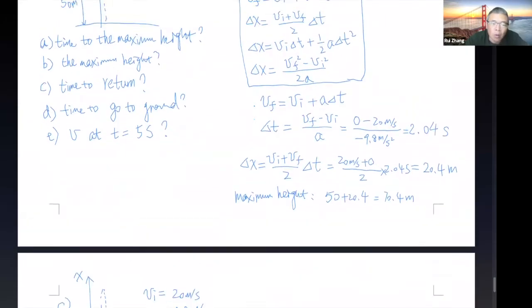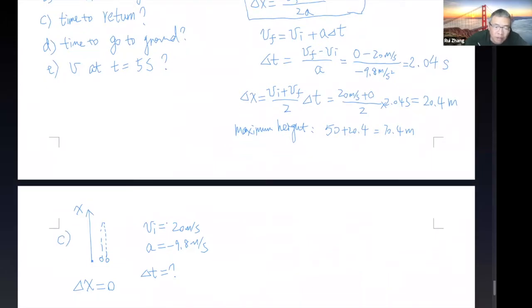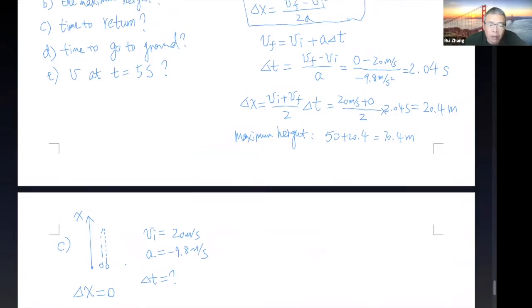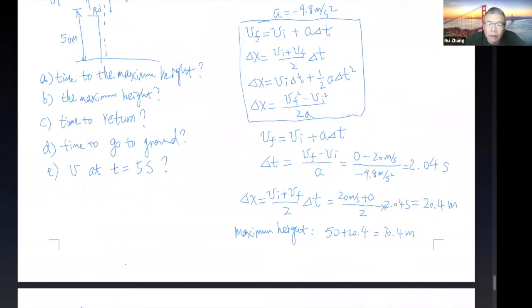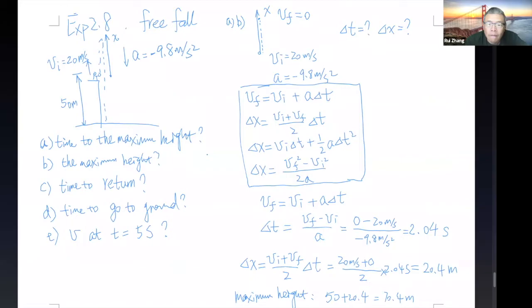Okay. So now, given the 3 pieces of information, vi, a, and delta x, which formula should we use to figure out delta t? Again, send me a message. Which formula should we use to figure out delta t, given delta x, a, and vi?